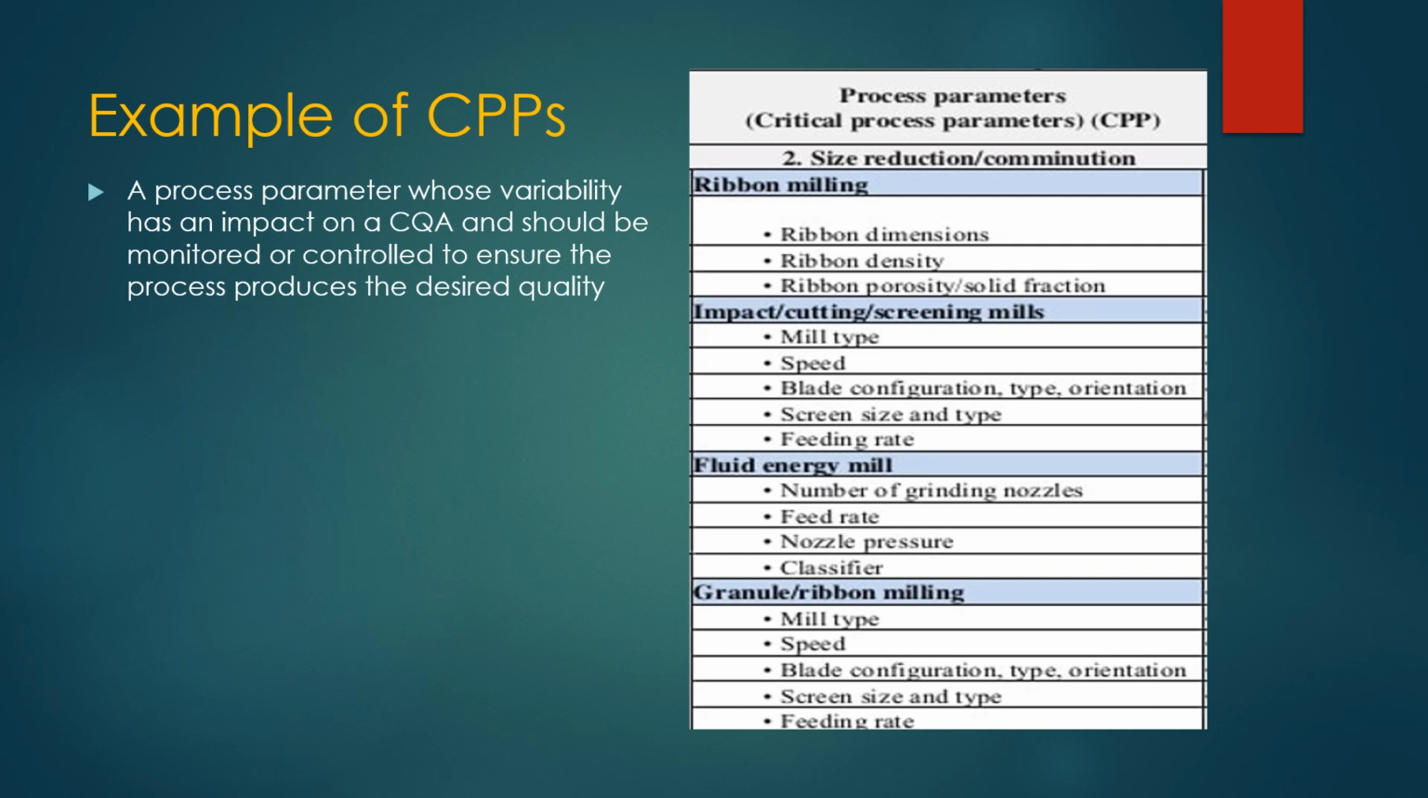Any out of range variability of a CPP could directly impact the product quality, and the CQA may go out of limit. So it is very critical to maintain the CPP within the range during the operation or pharmaceutical development.